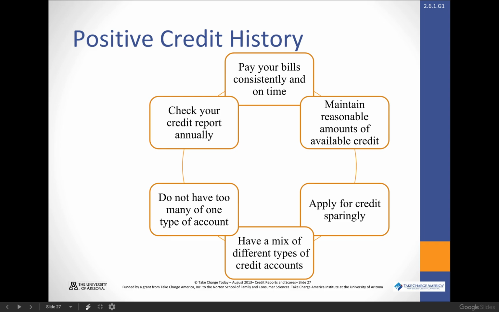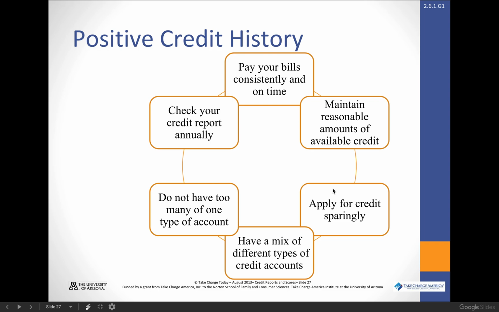So in order to create a positive credit history, we want to pay our bills on time and consistently. We want to maintain a reasonable amount of available credit. So that means that if I have a credit card with a credit limit of $1,000, I don't want to have $999 used all the time. The more available credit I have, the better my credit score will be.